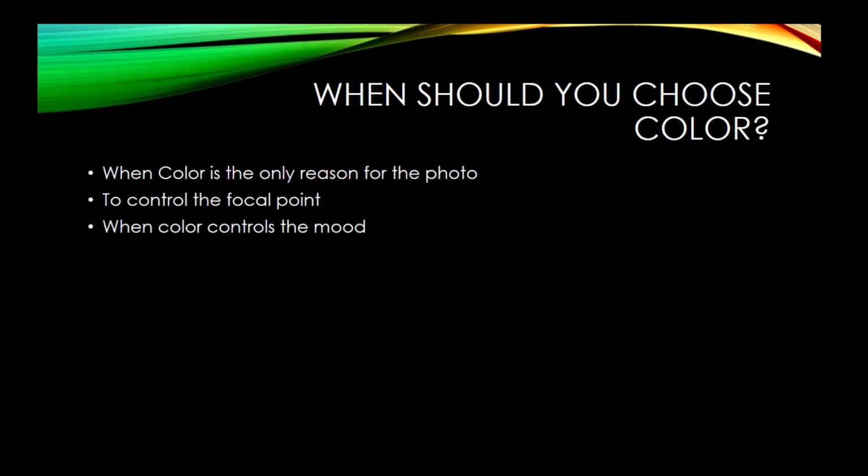Okay, so those are the three reasons we're going to use color in our photos. If we have color in our photo and it is not lining up with one of these three reasons, should we be using color? No. Color should be used appropriately.